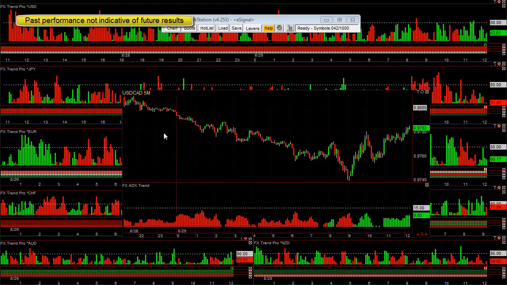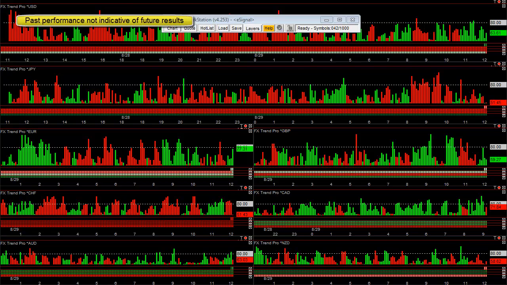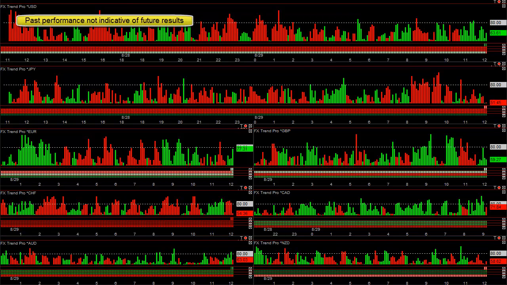And so this one was trending down, but not with incredible momentum, and as you can see, it just kind of grinds itself down. But that tool does stay red pretty much the entire time, and that's one of the tools that's in the FX Trend Pro that helps keep these trend strengths one direction.